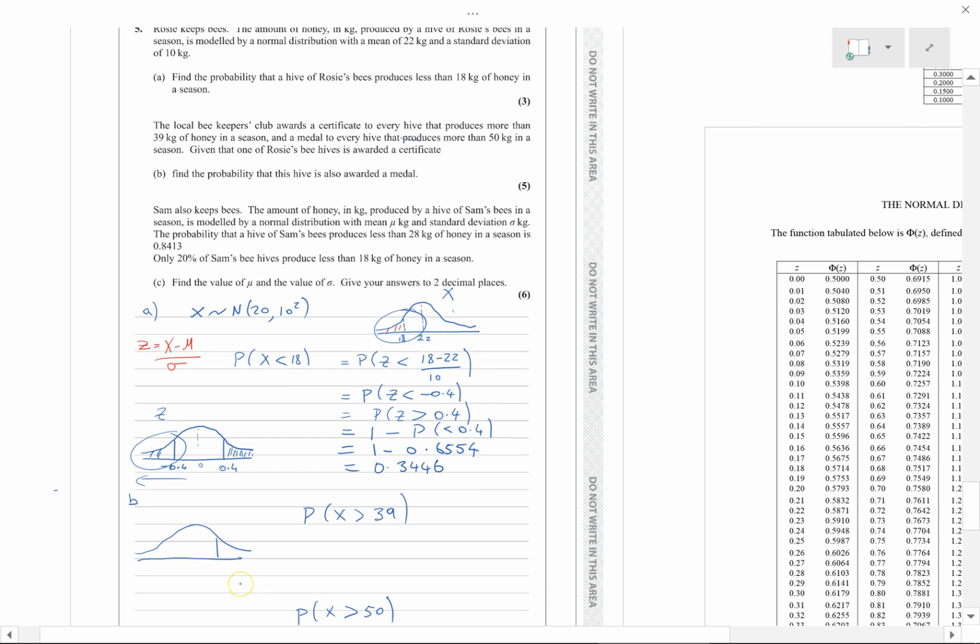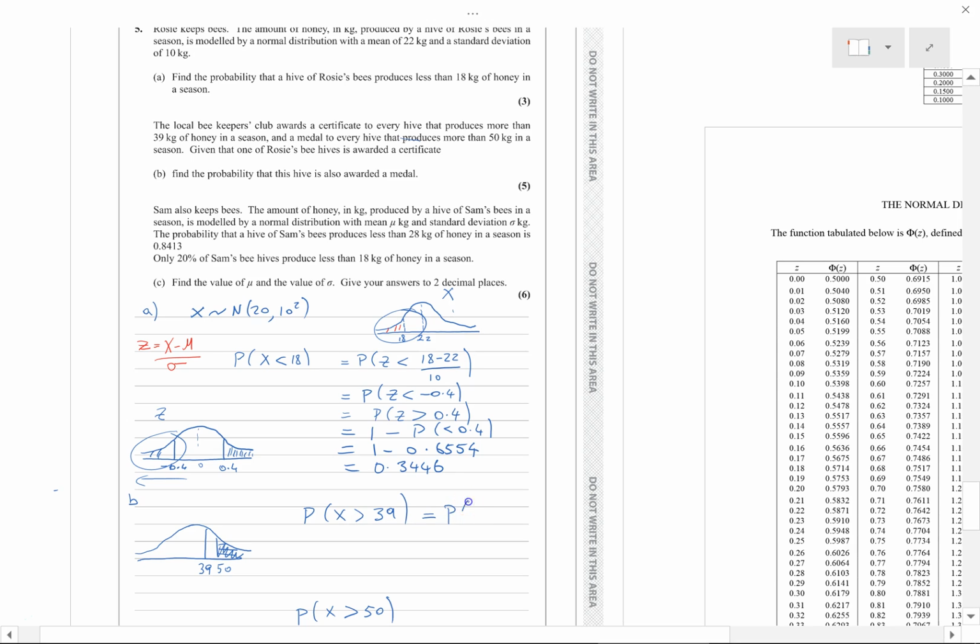So we've got these two values here, 39 and 50. Obviously 50 is the harder one to achieve, but both of them are good: one getting a certificate and the other a greater accolade of getting a medal as well. So let's work out the probability of x being greater than 39.